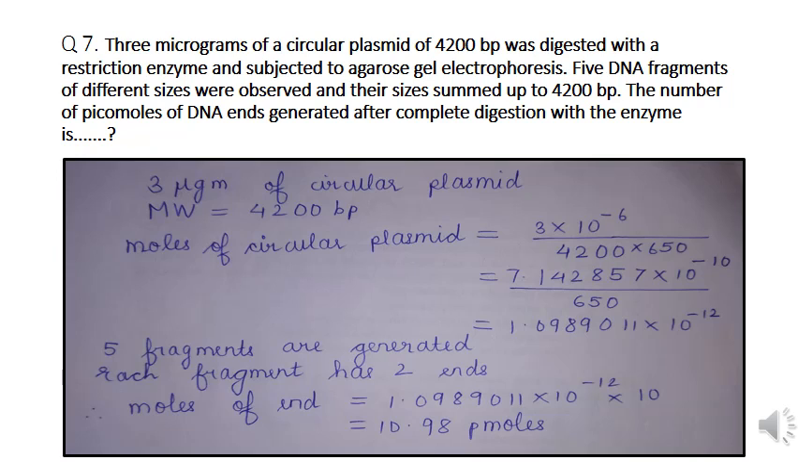But this plasmid is divided into 5 fragments, and 5 fragments have 2 ends. So there are total 10 ends. So moles of the end will be 1.098911 into 10 raised to minus 12 into 10, which will give you 10 picomoles. So pico prefix here stands for 10 into minus 11. Sorry, it's not 10 into minus 12, it's 10 into minus.